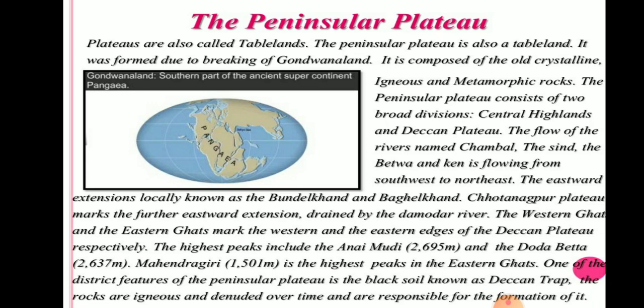One of the distinct features of the Peninsular Plateau is the black soil, which is known as Deccan Trap. The igneous rocks have denuded over time and are responsible for its formation. The Deccan Plateau is well known for the growth of cotton.